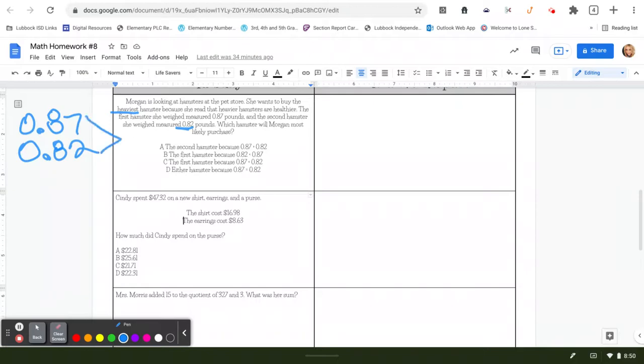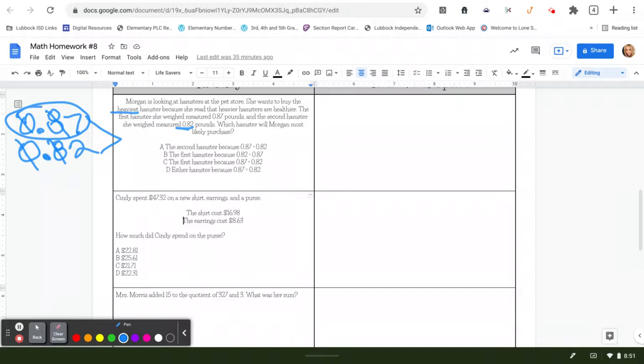This is the strategy, guys, lining it up by the decimal. I need to see you doing that because you're getting these wrong. So we need to start in our ones place. They both have a 0, so we can't compare there. Next, our tenths place both have 8s. So now I need to look at 7 and 2. 87 hundredths is the heavier hamster.